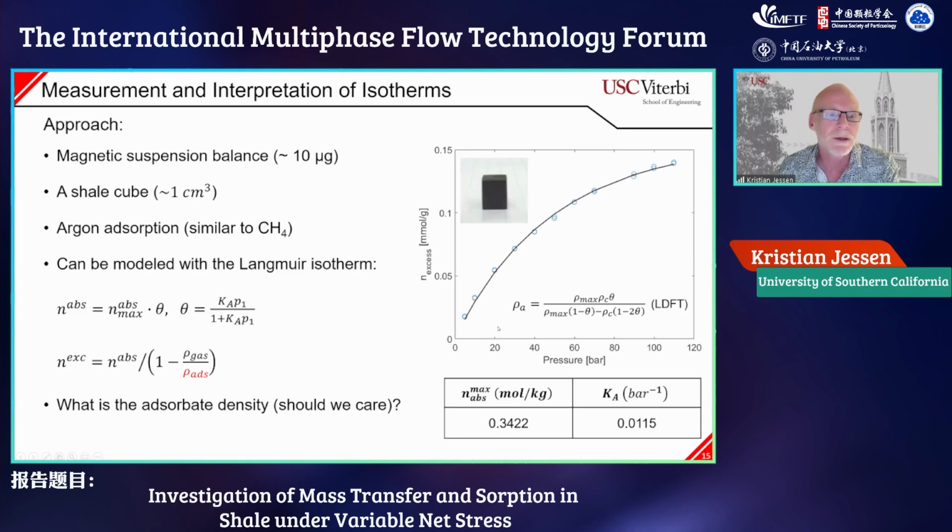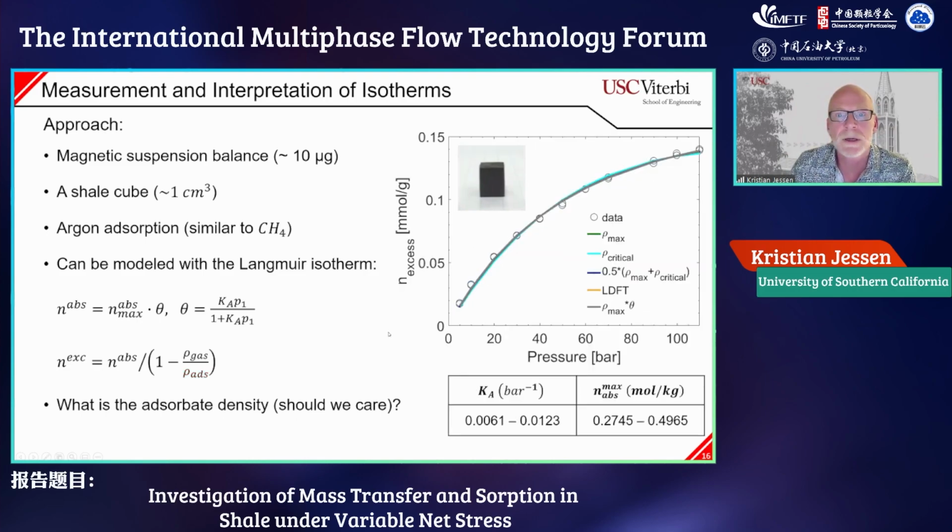If we do that, we can basically estimate the parameters for this, the maximum sorption capacity and the equilibrium constant, by matching our excess data with the Langmuir isotherm, substituting here, and an assumption about the adsorbate phase. This is all good because I like the agreement. I think it's a pretty good agreement here.